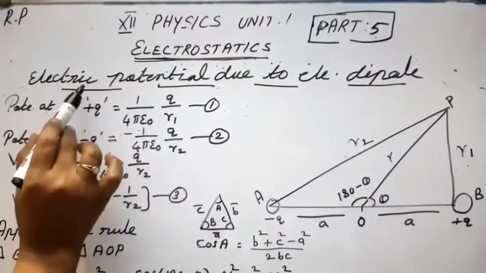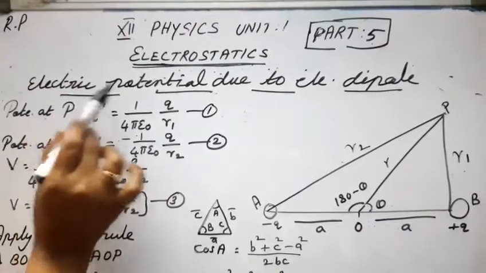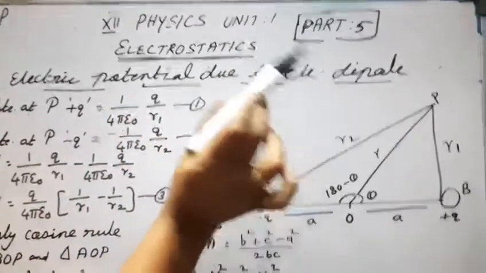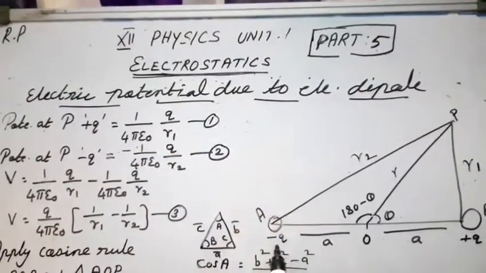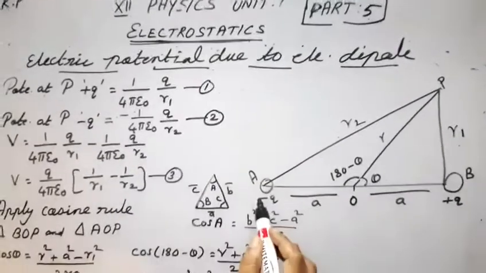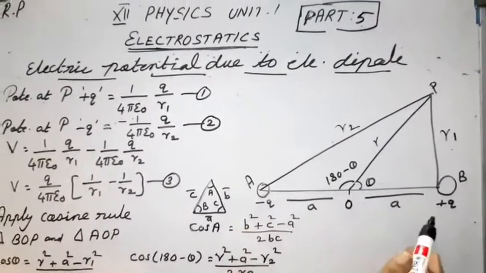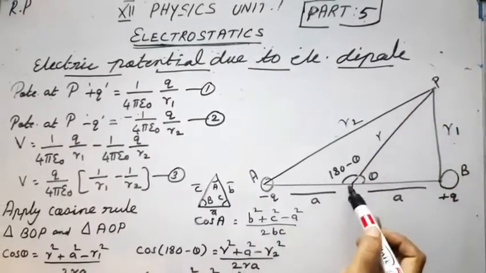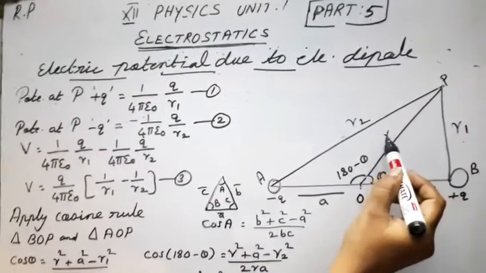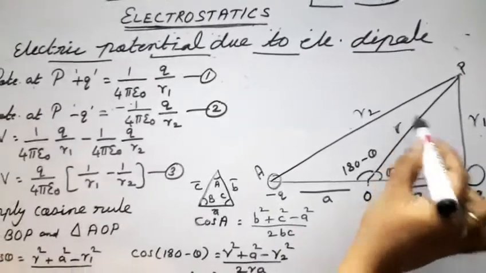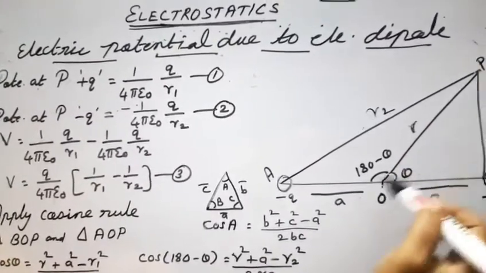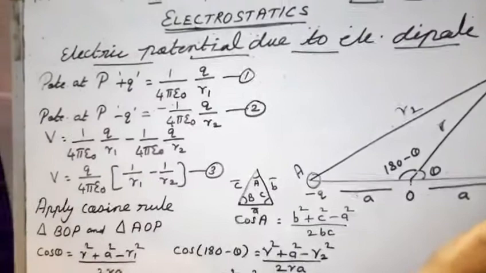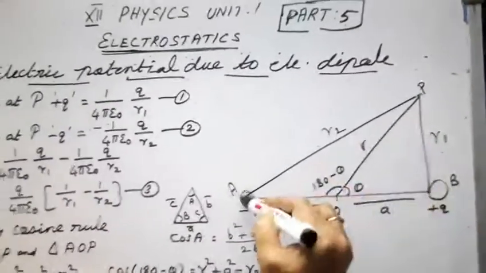Now in this class we will discuss electric potential due to an electric dipole. Here, for the dipole we take minus q and plus q, represented as A and B. Take a point P which is kept at a distance R from the center. The distance between A and B is 2A, and the distance BP is R1, AP is R2.